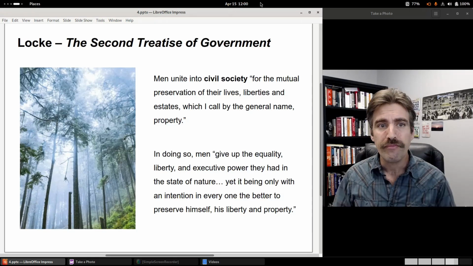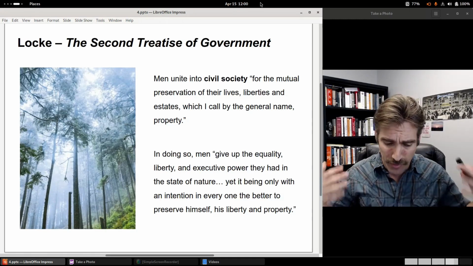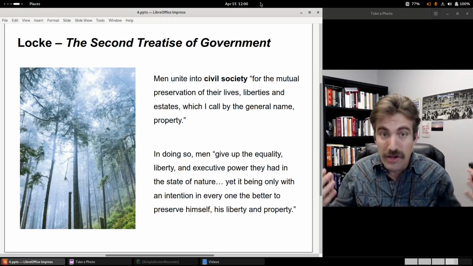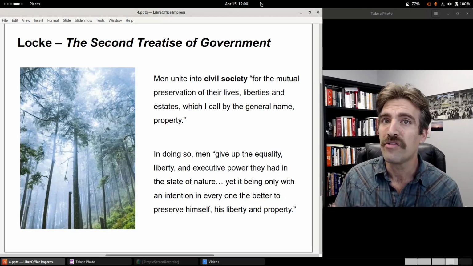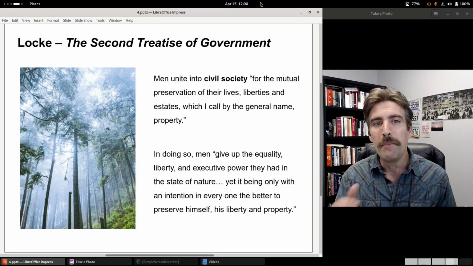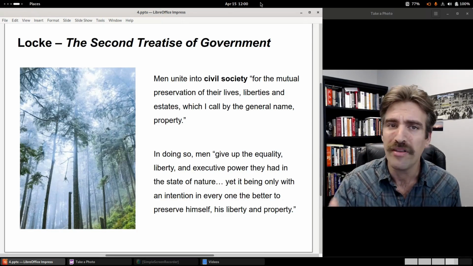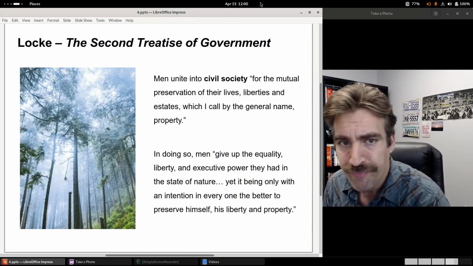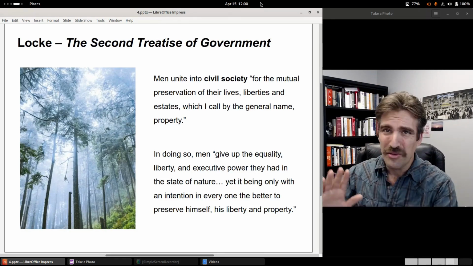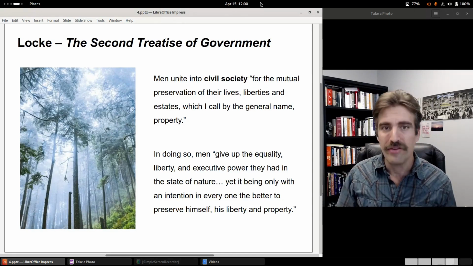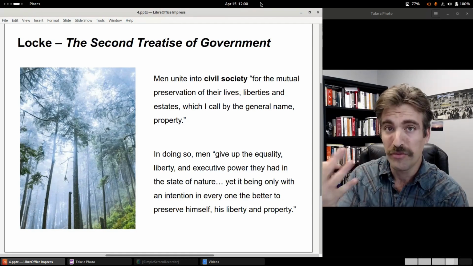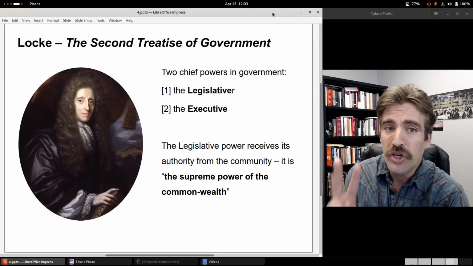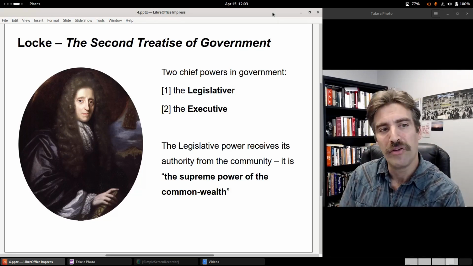framework. Now, we saw last time that the reason why men form government, the reason why they unite into what Locke calls civil society is, quote, for the mutual preservation of their lives, liberties, and estates, which Locke calls by the general name of property. In a state of nature, those things are too uncertain, and so men unite for the mutual preservation of those three elements.